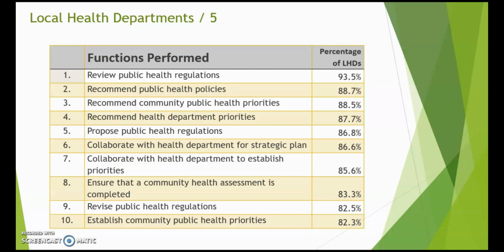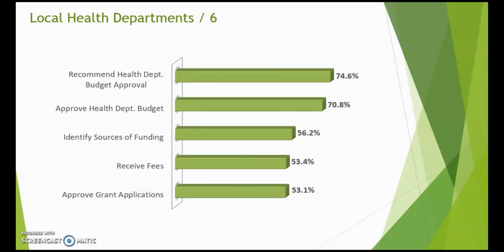In the next slide, instead, you see the main functions performed by local health departments: review regulations, recommend public health policies, recommend community public health priorities, recommend health departments priorities, propose public health regulations, collaborate with health departments strategic plan, collaborate with health departments to establish priorities, ensure that community health assessment is completed, revise public health regulation, and finally, again, this top 10, establish community public health priorities. Wonderful. So let's continue.